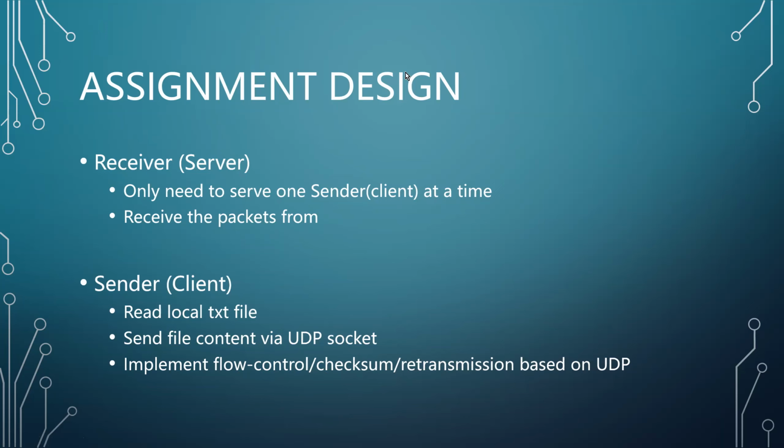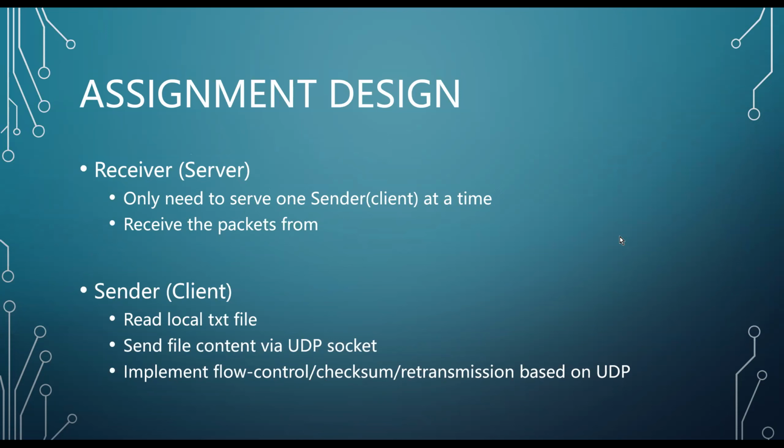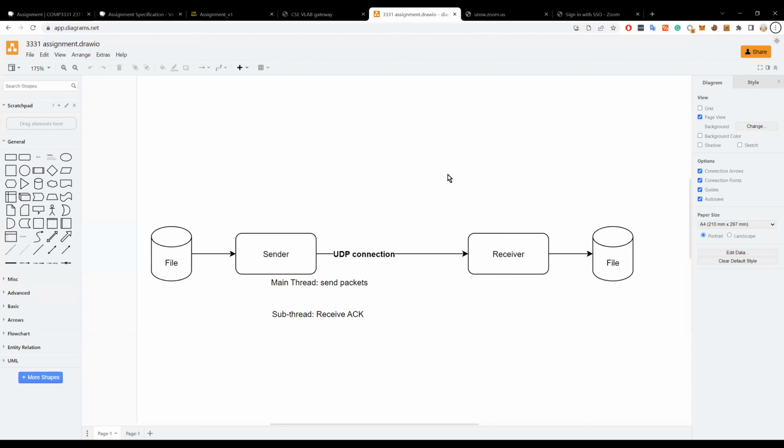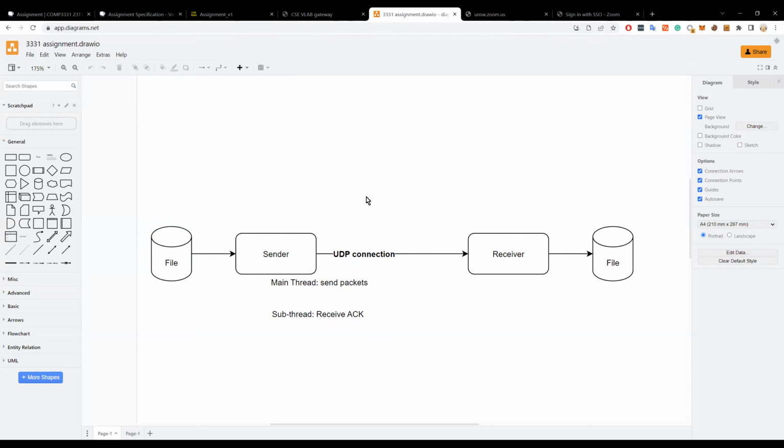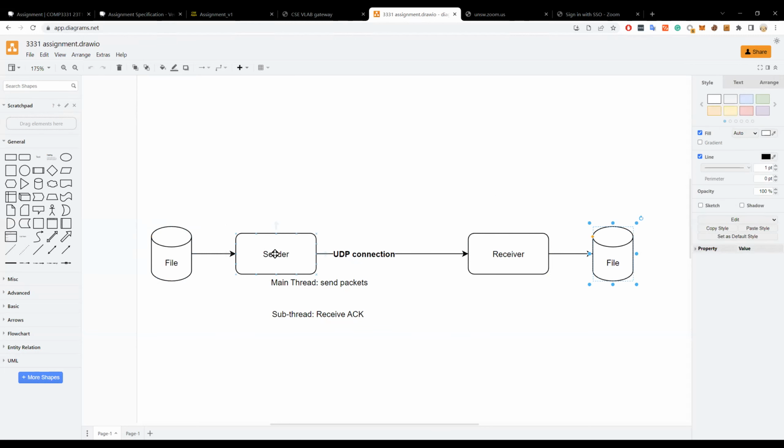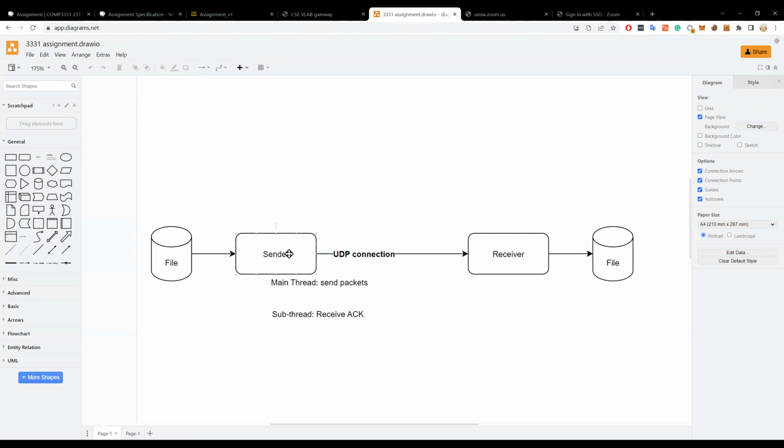And let's use a graph to describe it. Okay, so here we just need to send a txt file from the sender side to the receiver side. It will be very easy because we have already written the template for you, and we are going to try to run it right now. You will see how easy it is to do this.